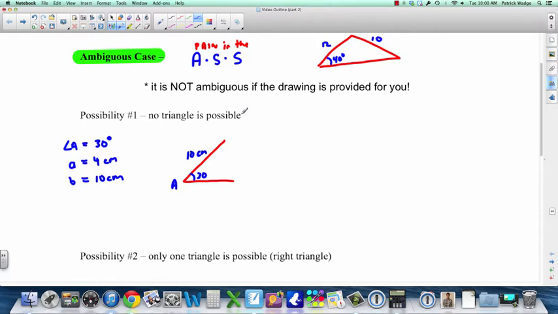Now, here's the thing. Because there's no drawing, we don't know how that third side is drawn. Is it drawn down like this? Is it drawn over here? Is it drawn down? We don't know. And in fact, I know this is ridiculous, but sometimes it might not be possible to make a single triangle at all, and that's actually going to be the case here. You can see it says no triangles possible.